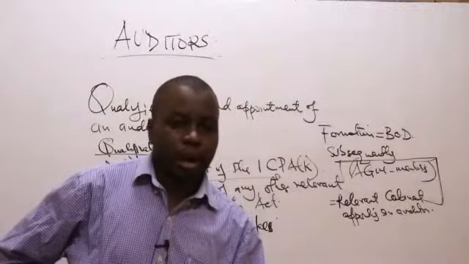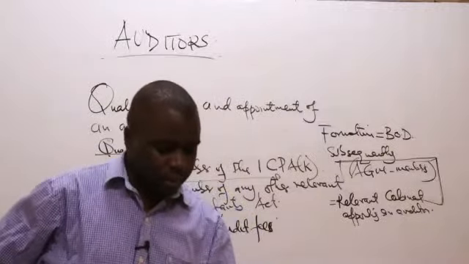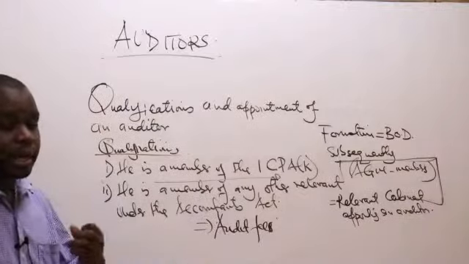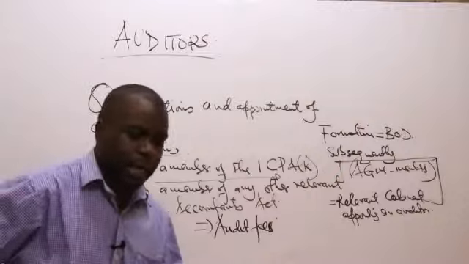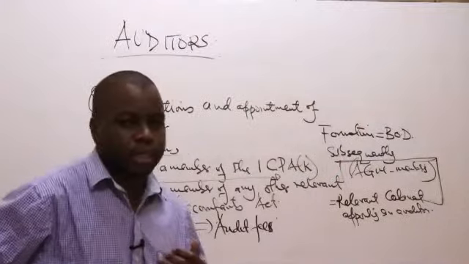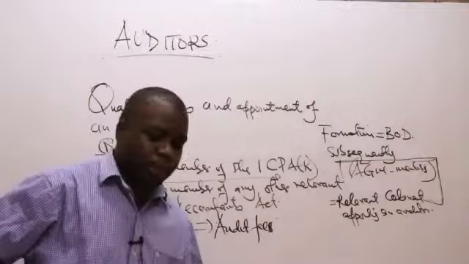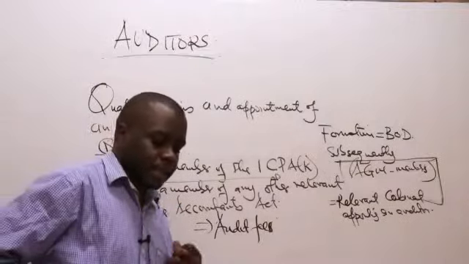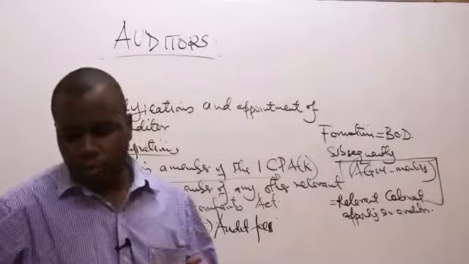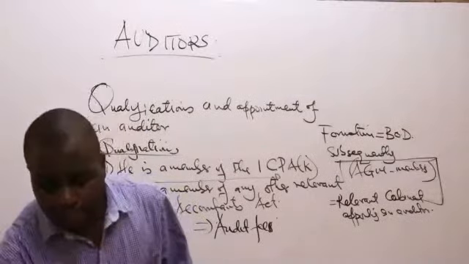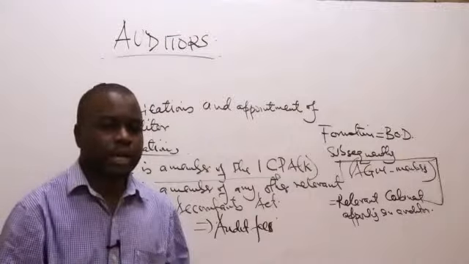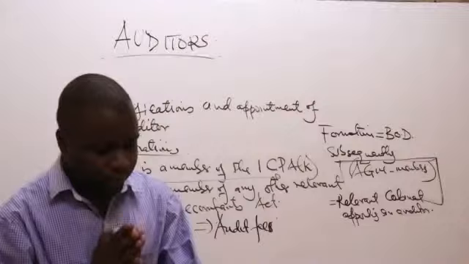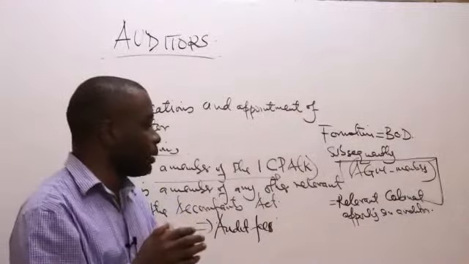So you can actually talk about audit fees. He can be paid audit fees. Number 2, you can talk about reimbursement of expenses incurred while carrying out his work as an auditor of the company. So that could be a way through which this particular auditor can be remunerated. The remuneration could come in those ways: audit fees or reimbursement of expenses.